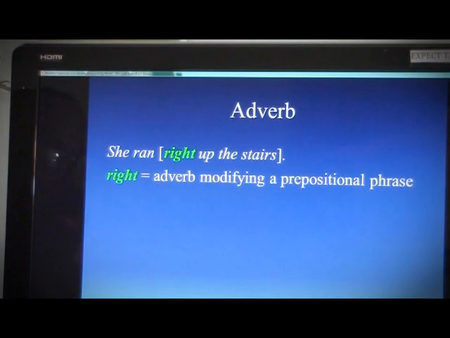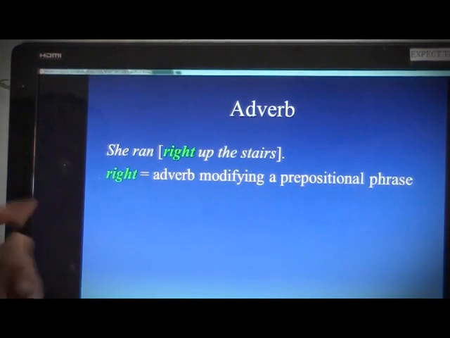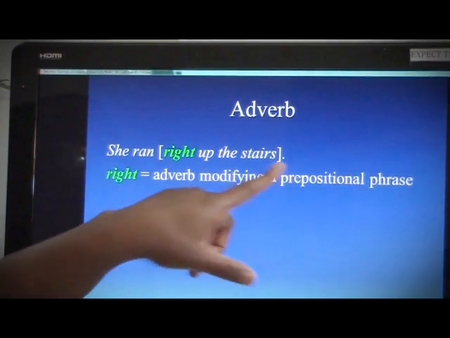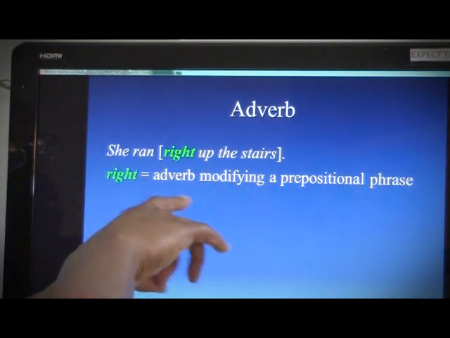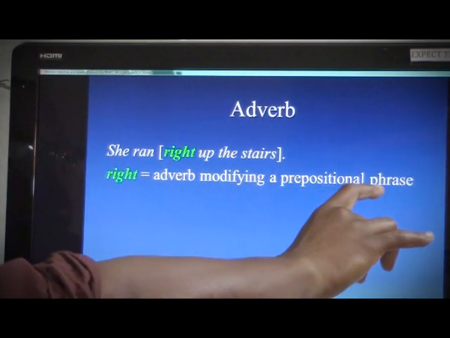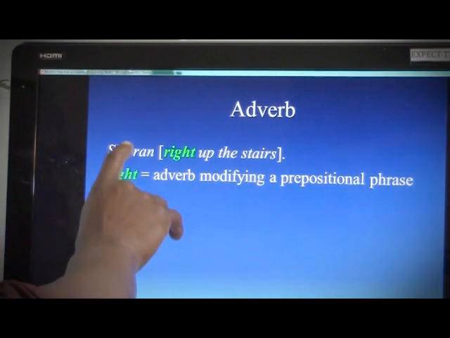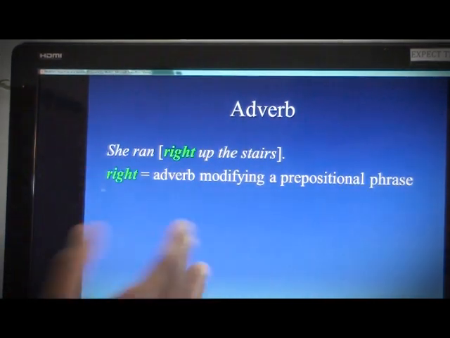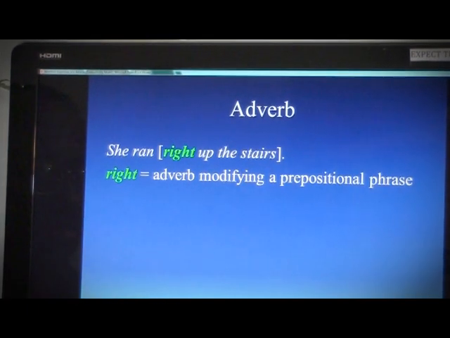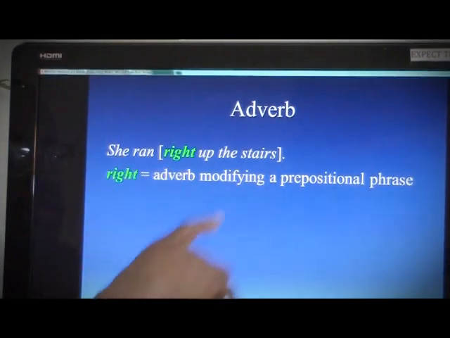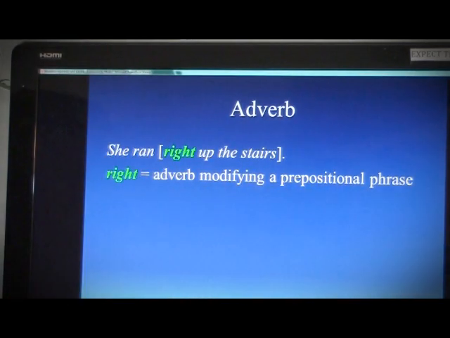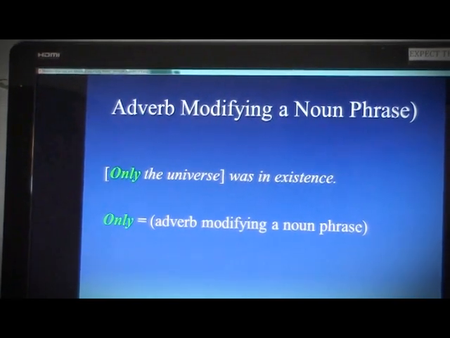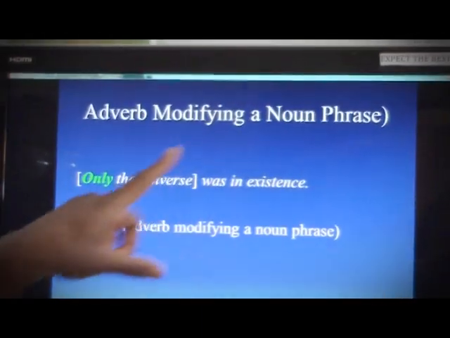Fantastic. Now, here's another one. She ran right up the stairs. How did she run up the stairs? She ran right up the stairs. But look, I'm using a prepositional phrase to modify this verb. Right up the stairs. What direction did you go up the stairs? Right up the stairs. Okay? That's how she ran up the stairs. It's a prepositional phrase modifying how she ran and where she ran. This is such exciting stuff. Cutting edge. No. All right.